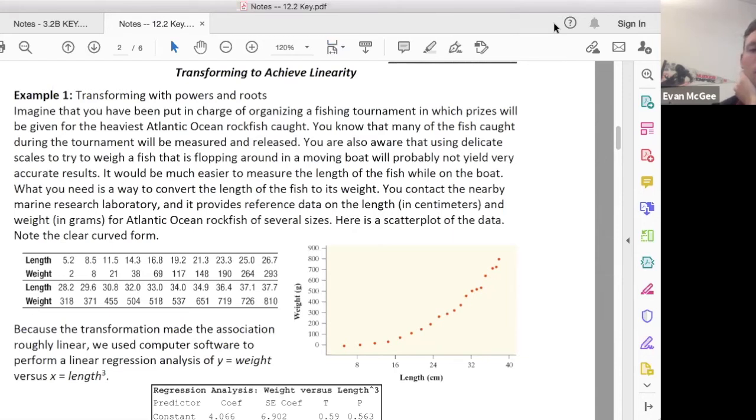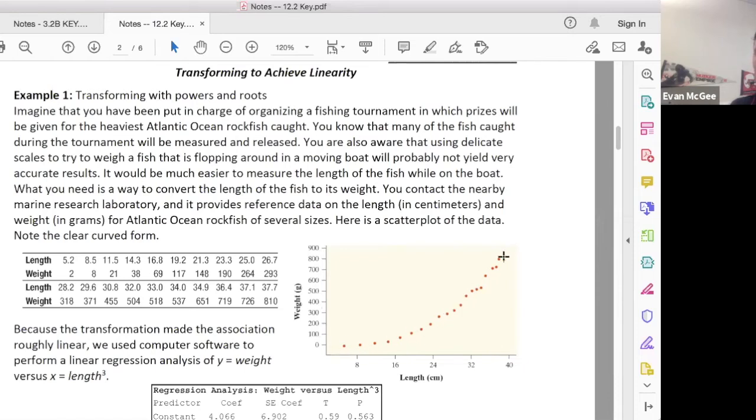You contact the nearby marine research lab, and it provides reference data on the length in centimeters and weight for the Atlantic Ocean rockfish of several sizes. Here's the scatter plot of the data. Note the clear curved form. All right, so here's the scatter plot they were just referring to.